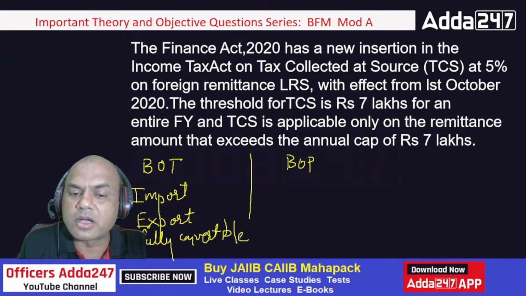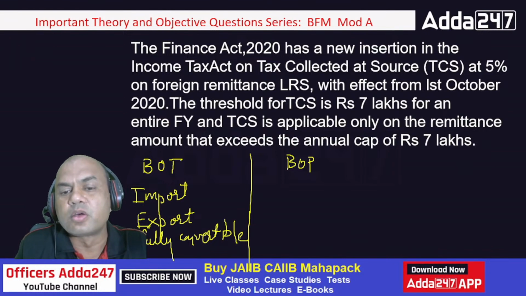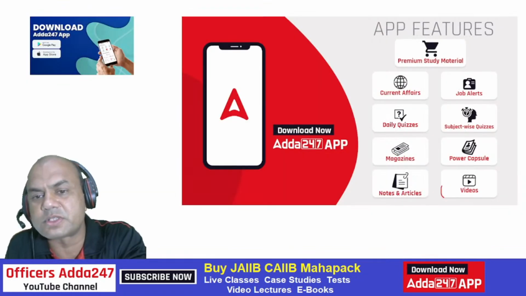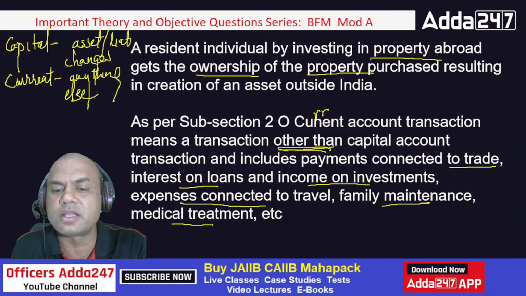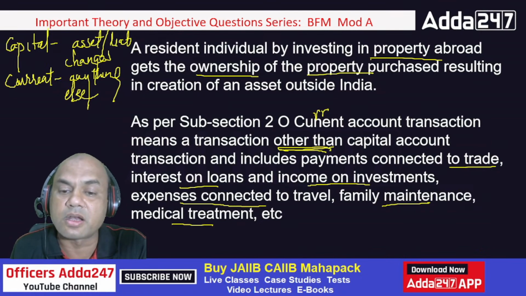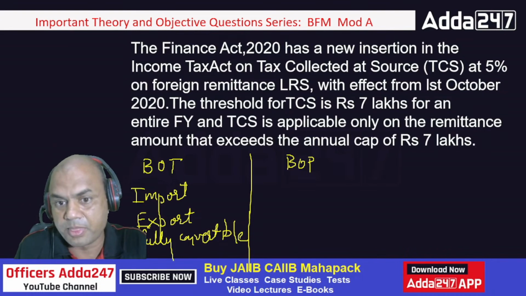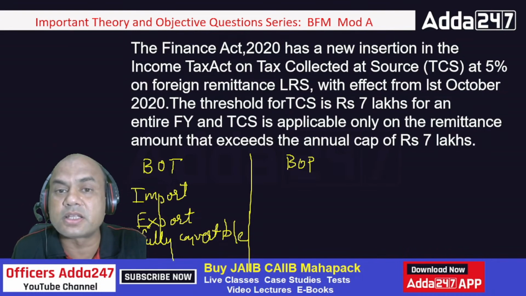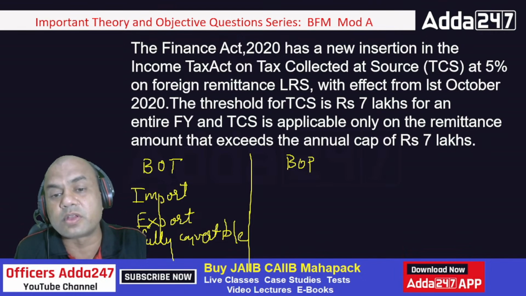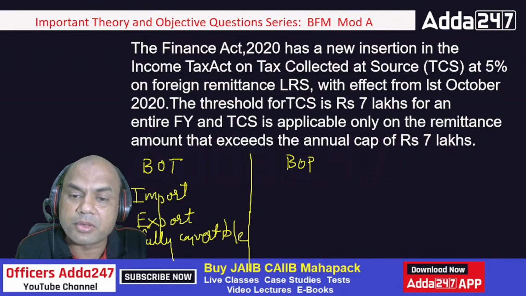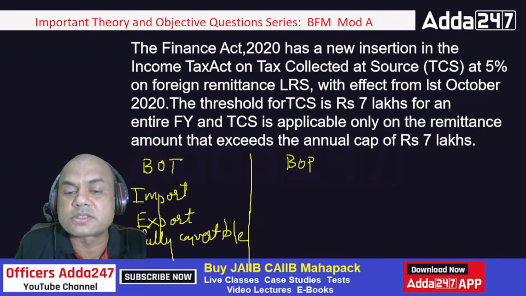Okay, but under BOP, what used to happen? Rupee was not fully convertible. BOP means all the elements mentioned over here: family maintenance, travel, medical treatment, any of these payments going outside other than trade. If somebody is investing in India under FDI or FII, that will also come under BOP. Some NRI investing in India will also come under BOP. But the problem was, under BOP, rupee was restricted.